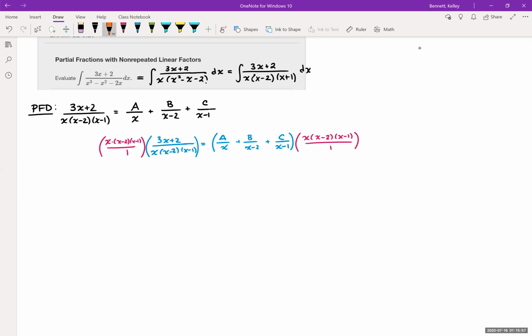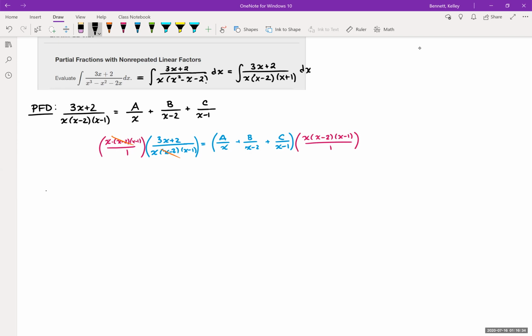If I do that, it's really obvious on the left-hand side that these are going to cancel. But as you distribute the pink over the blue, like A over x by this pink thing, the x's will cancel, the A survives, x minus 2 survives, and x minus 1 survives. Similarly, when you distribute it over B over x minus 2, the x minus 2's cancel, and the x minus 1 and the B survive, and so on. It's usually easy to pick up the pattern of how this is going to work.